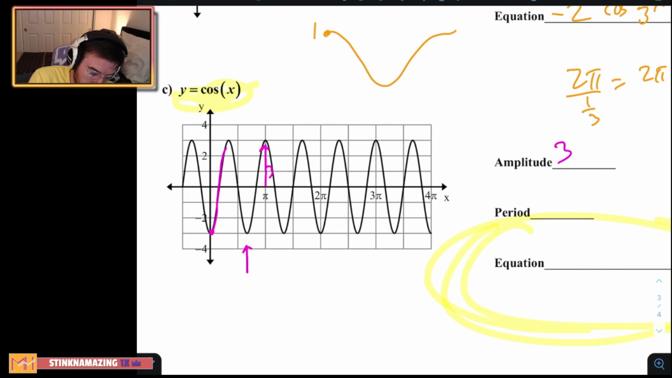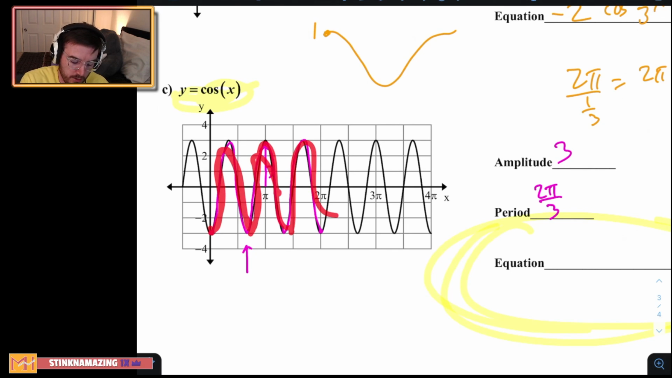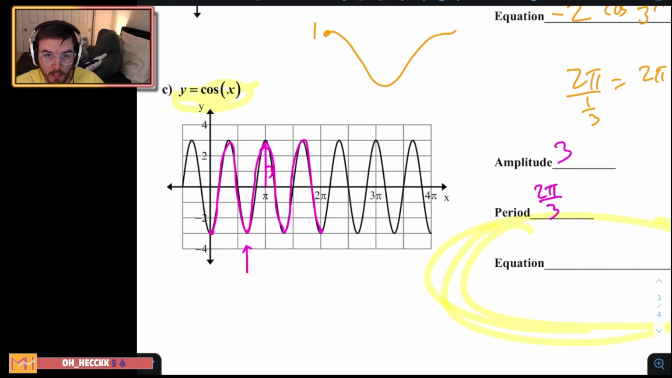How many are, this is 1, 2, 3. 3 of them are fitting inside of 2 pi. So we took that 2 pi and divided it up by 3. So you guessed it, our period is 2 pi over 3 because 3 of them fit inside of the 2 pi. Does that make sense? 3 periods fit inside of 2 pi. So each one must be a third. 1/3, 2/3, 3/3. So 2/3.